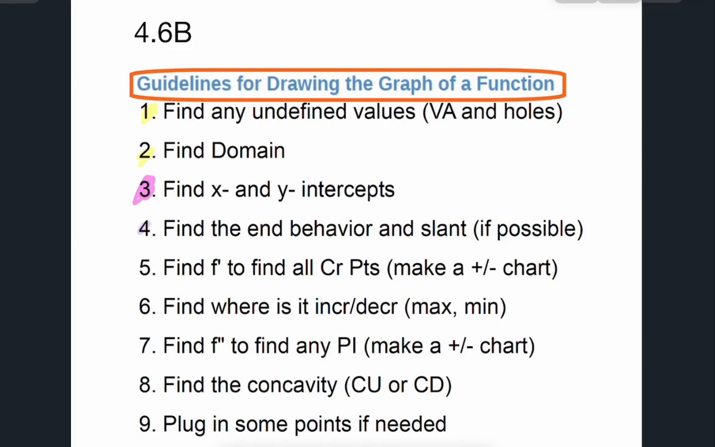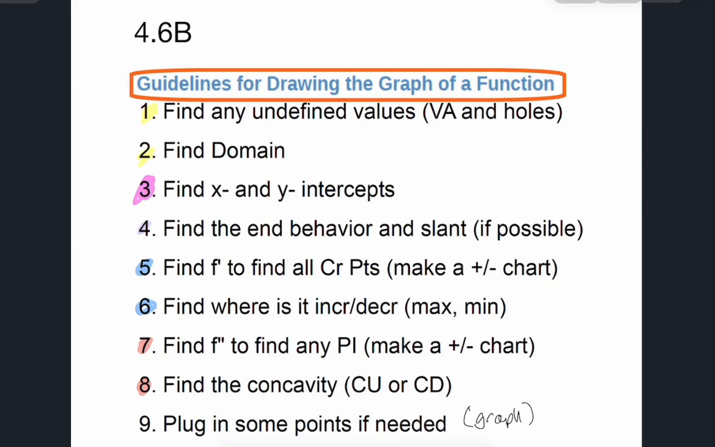Next, you are going to do the first derivative. The first derivative chart, remember, gives you where it's increasing, decreasing, maxes and mins. So 5 and 6 go together. Finally, you're going to take the second derivative, make a plus or minus chart there. That will be your points of inflection and possibly is it concave up and down. And then we plug in any extra points we might need to graph it. But this last step is to make a graph. Now your graph should include the correct concavity, the correct increasing, decreasing, maxes and mins and all that good stuff.